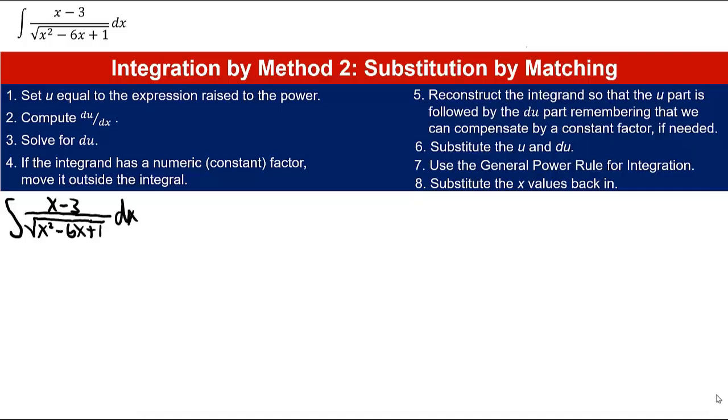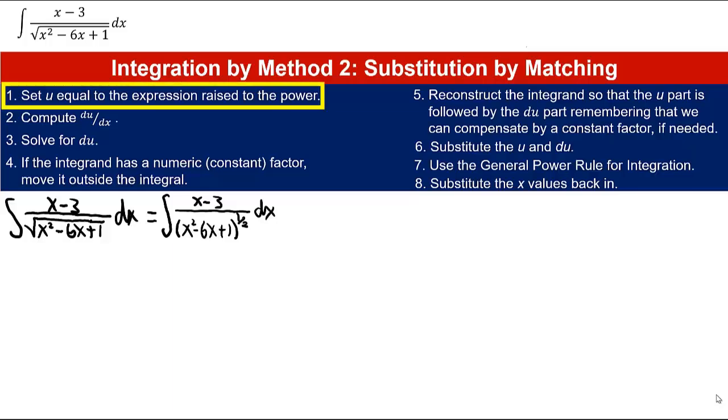Now, because the general power rule for integration, which we'll be using eventually, doesn't deal with radicals, the very first thing I want to do here is change that square root to a 1/2 power, because that's what the general power rule for integration works with. It works with powers. So I'll rewrite that using a 1/2 power instead of a square root. Now let's start using the steps.